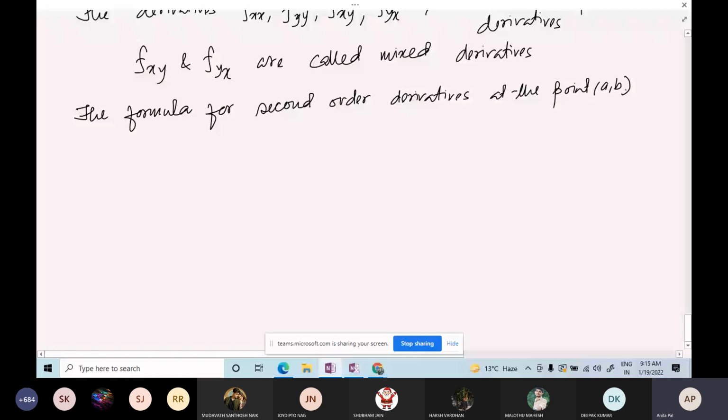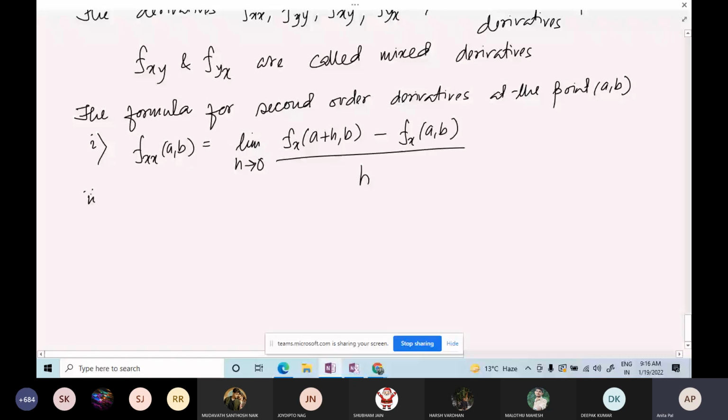fxx at (a, b) will be written as limit h tends to 0, fx(a plus h, b) minus fx(a, b) divided by h, because the change is in x. Similarly, fyy(a, b) is written as limit k tends to 0, fy(a, b plus k) minus fy(a, b) by k.